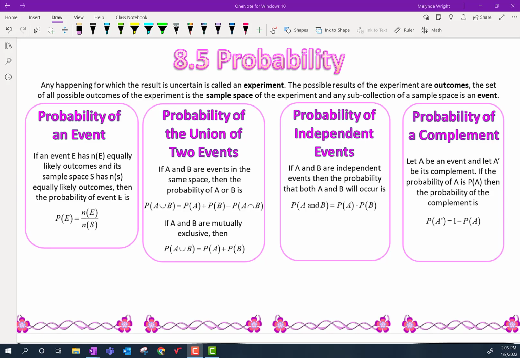All right, let's take a look at our lesson on probability. So let's look at, we have several different formulas. You won't have to memorize these formulas for your assessment. Let's kind of get a feel for what each of them means.